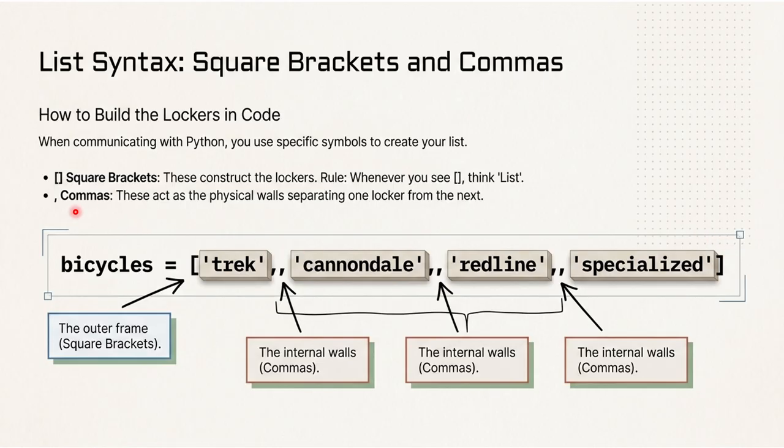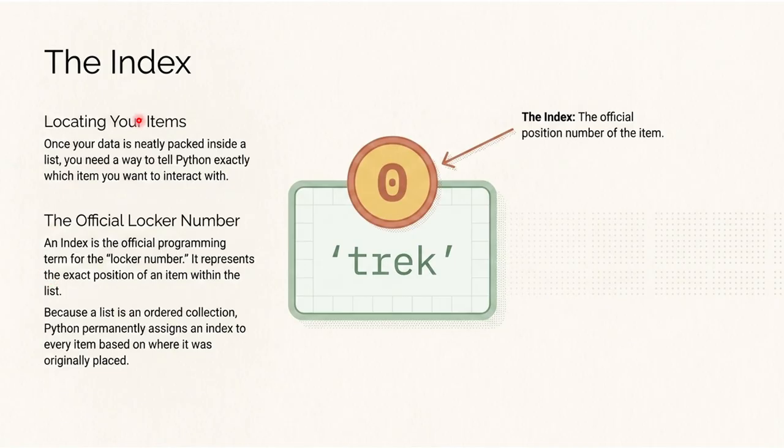Now the second piece is the commas. You separate each item of the list with a comma. If you see over here, Trek is separated by a comma from Cannondale, Cannondale is separated by a comma from Redline, and so on. And you give all of this a variable name, which we are calling bicycles over here. Now let's move on to the next slide.